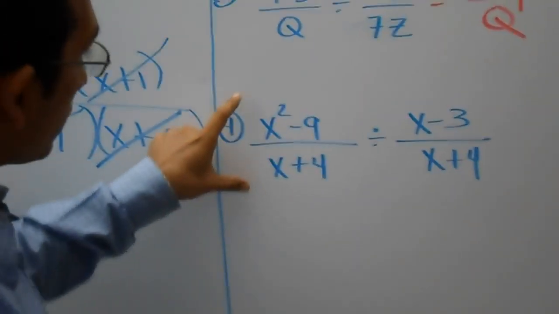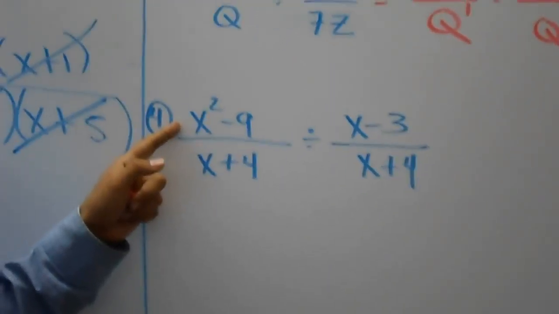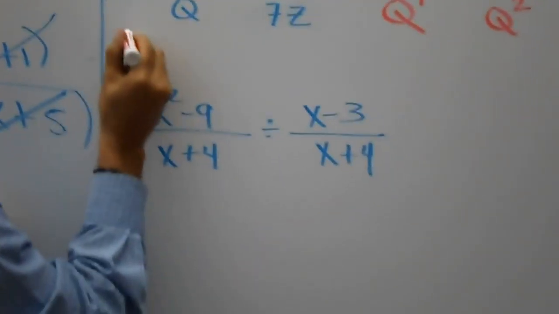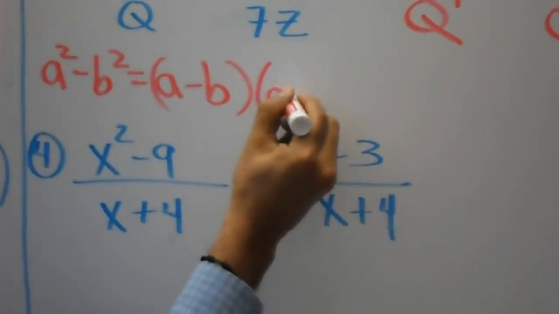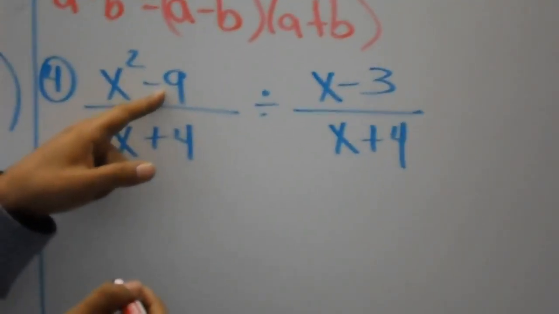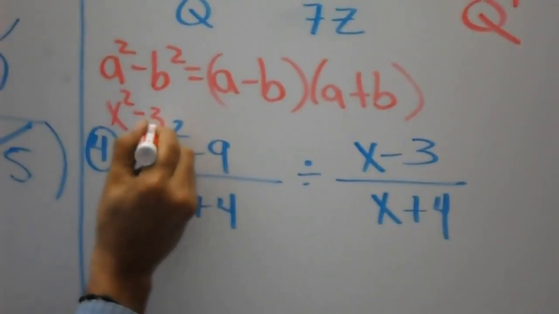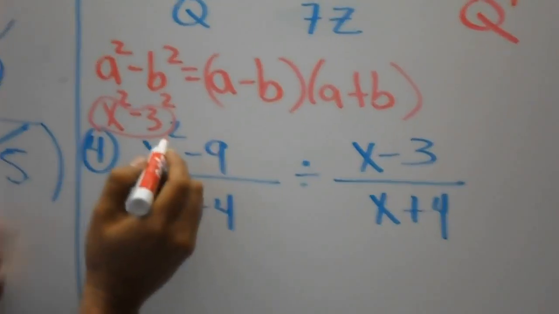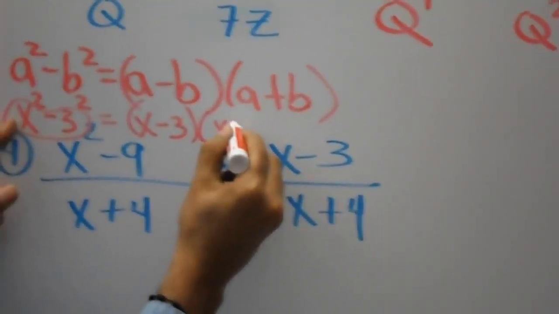Okay, so let's look at a couple of things here. You have to realize that this is a difference of squares. A difference of squares I covered in the last video, which basically said a squared minus b squared is the same thing as a minus b times a plus b. Okay, so this is a square, and 9 is also a square, right? So if you think about it, x squared minus 3 squared, right? And that's going to be x minus 3 and x plus 3.